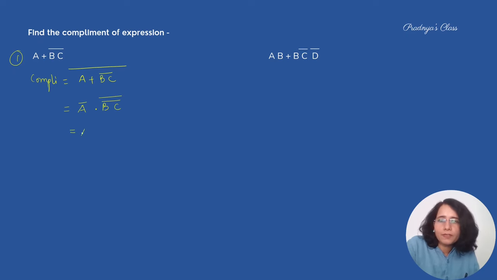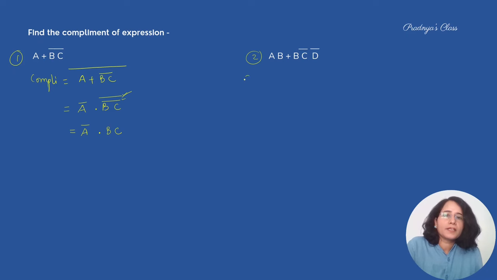Now let's solve further. A bar dot b c, because the bar gets cancelled. If we take bar to bar, you know the involution property, bar to bar means we get the same variable. Okay, let's do one more example.